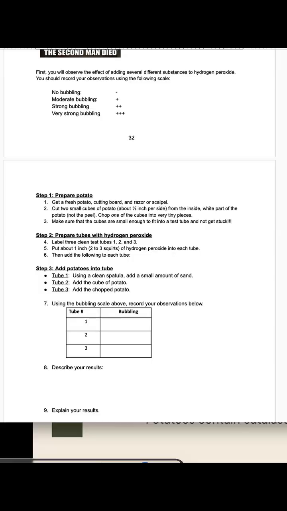So after 5 minutes, you could see that there were a lot more bubbles in the mix. So I just wanted to go over a few things to wrap up this activity. So first of all, why were there bubbles?